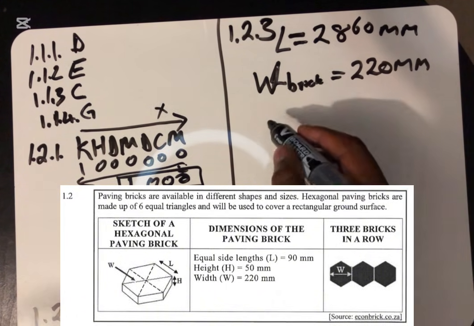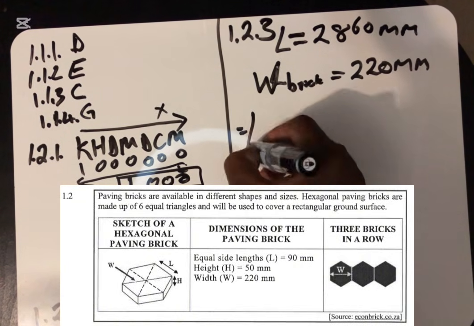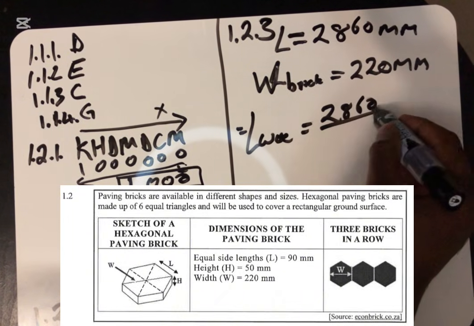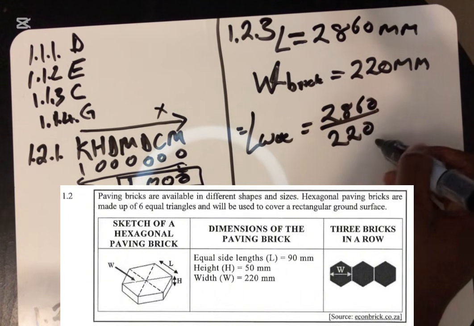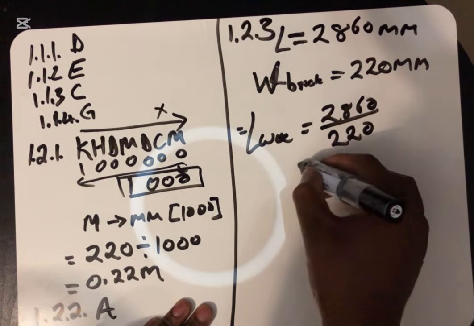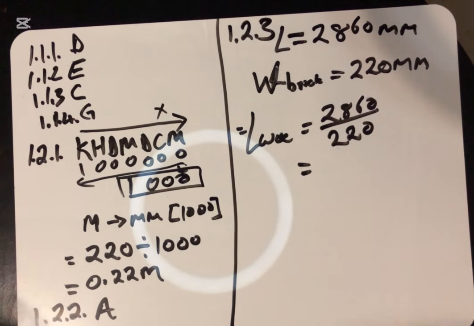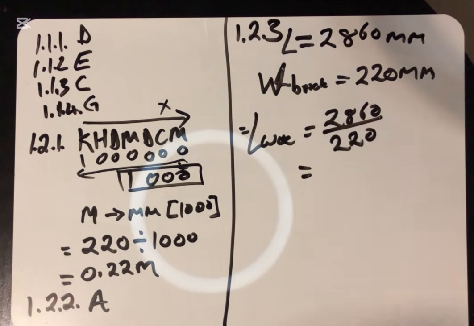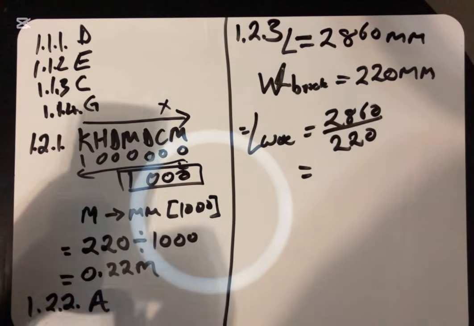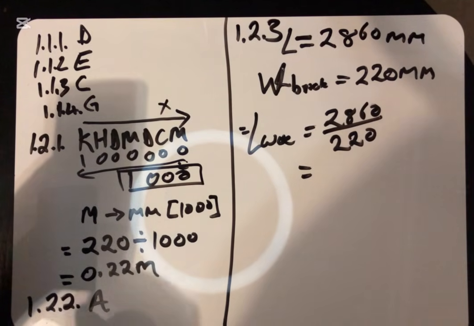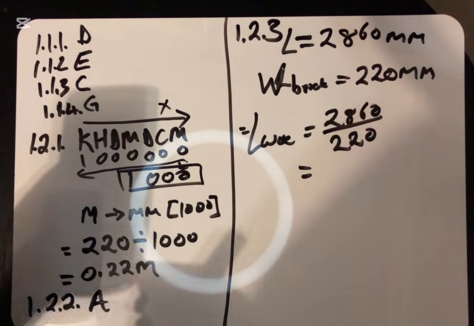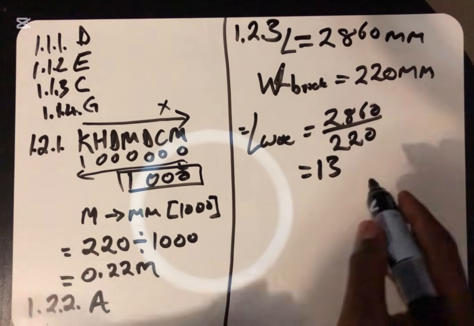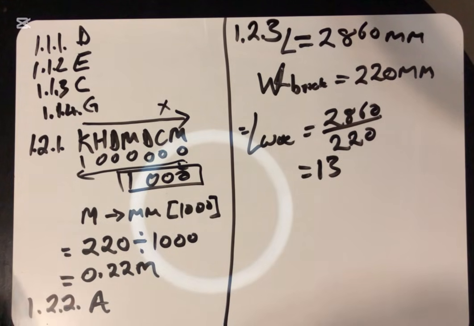So in this case, we are now going to say lengthwise is going to be 2,860 divided by 220. You should not forget, we are doing packaging. Make sure that the units are the same before you start with calculations. In this case, we have the same units. Everything is in millimeters. So we are having 2,860 divided by 220. The answer is 13 bricks. That is our answer. It's going to be 13 bricks.